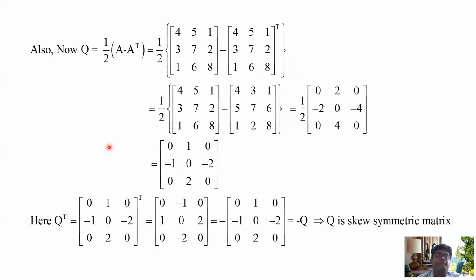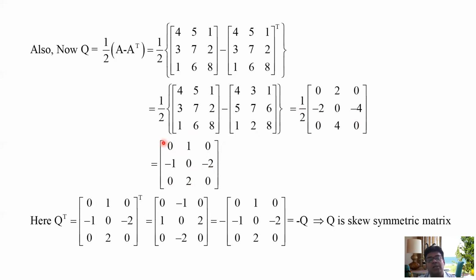Now Q is equal to half of A minus A transpose. This is the A matrix, 4 5 1 3 7 2 1 6 8, and this is A transpose. Then 4 5 1 3 7 2 1 6 8 minus 4 3 1 5 7 6 1 2 8. After some subtraction, what do you have? 0 2 0 minus 2 0 minus 4 0 4 0. After adjusting with half, you have 0 1 0 minus 1 0 minus 2 0 2 0.